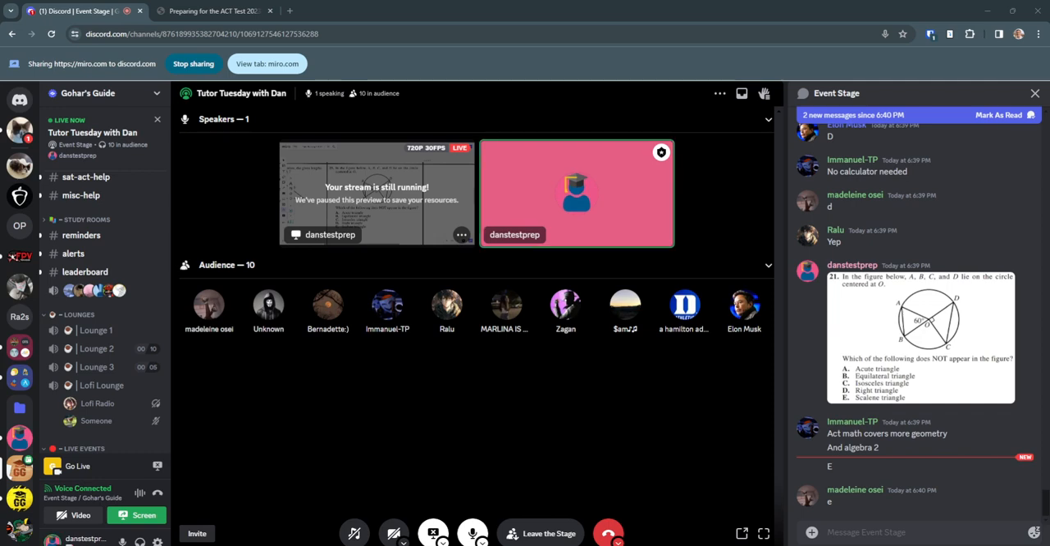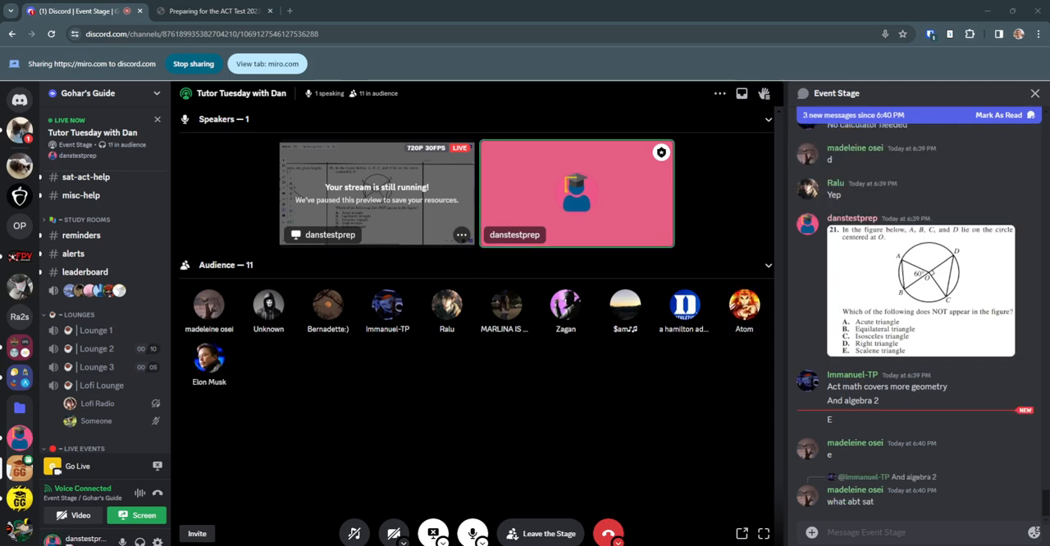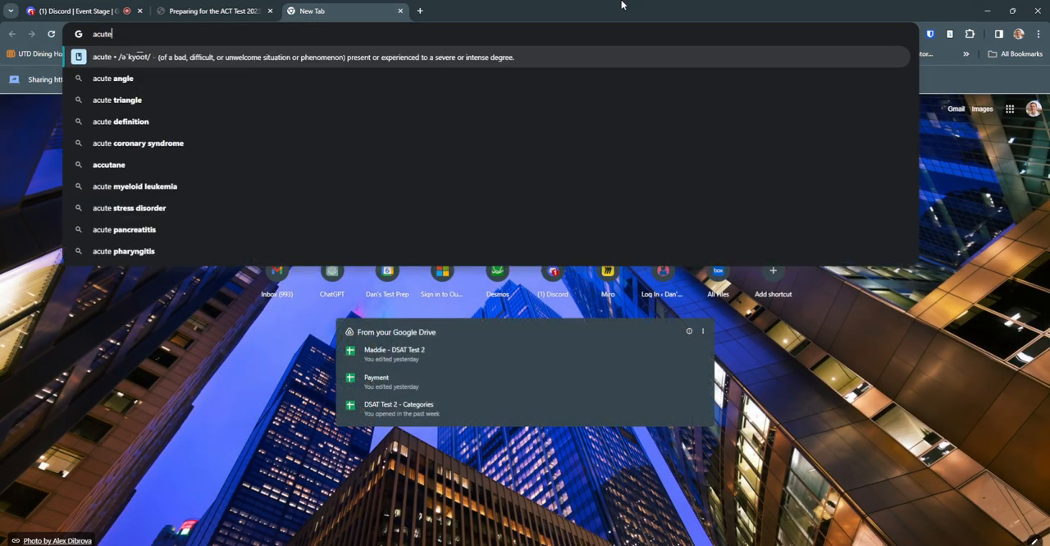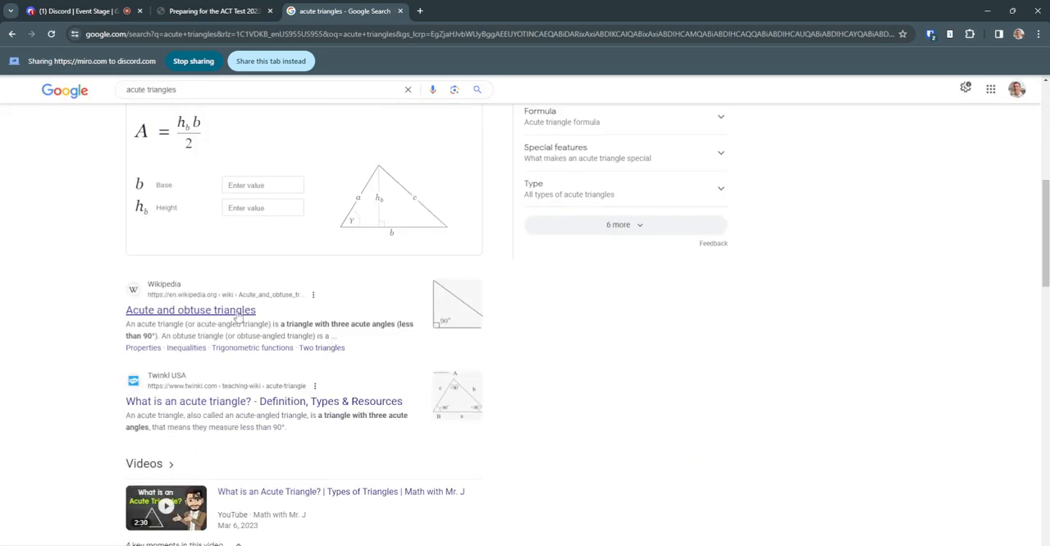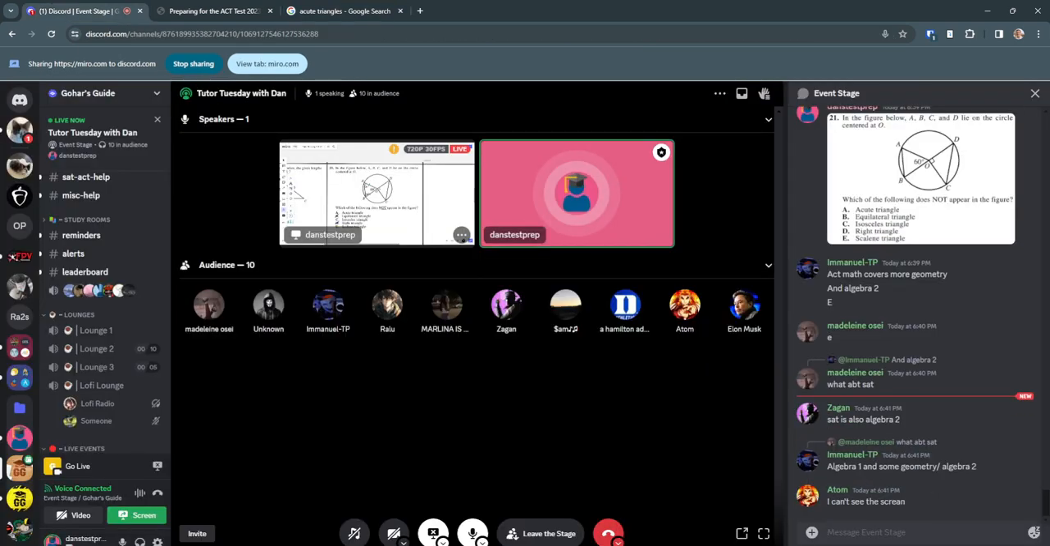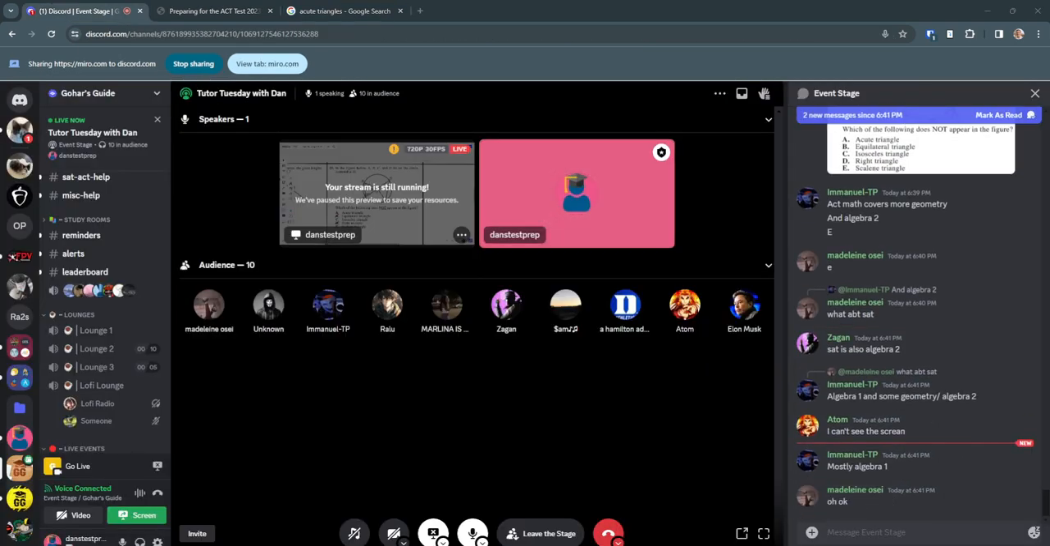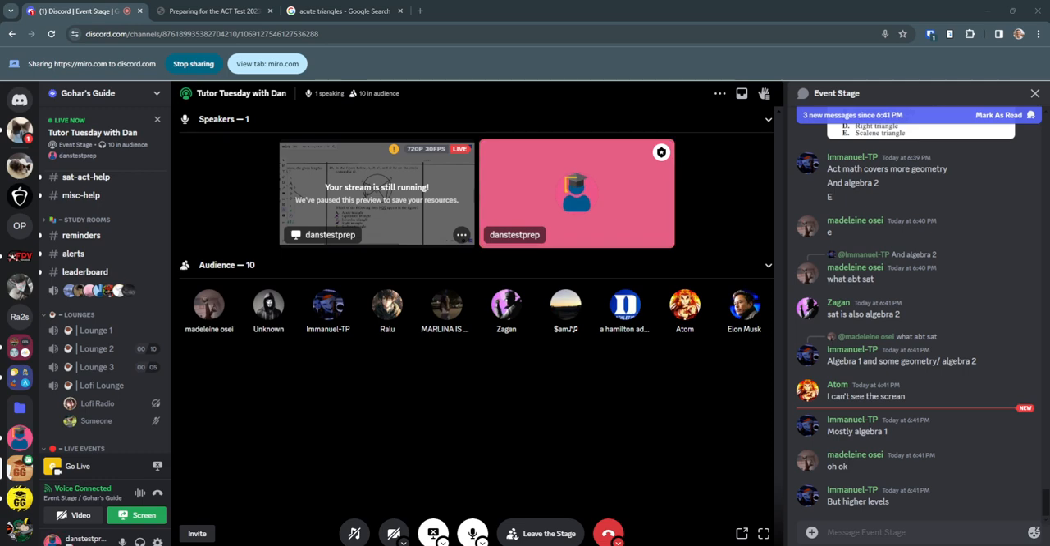Here we have a right triangle. We see a right angle, so we can rule out D. Isosceles triangle, acute triangle. Well, now we're just left with, so we can rule out acute triangle, isosceles triangle, and scalene triangle. So acute triangle is where all of the angles are less than 90 degrees. So they're all acute angles. This equilateral triangle is considered an acute triangle. So we could rule out A.